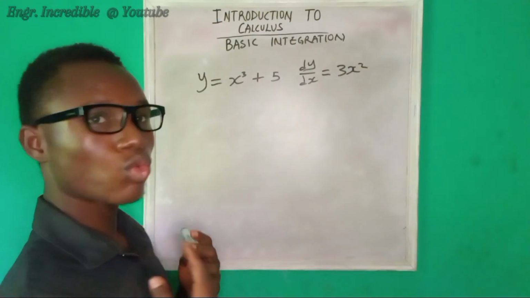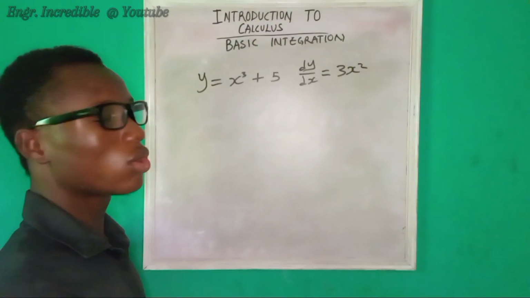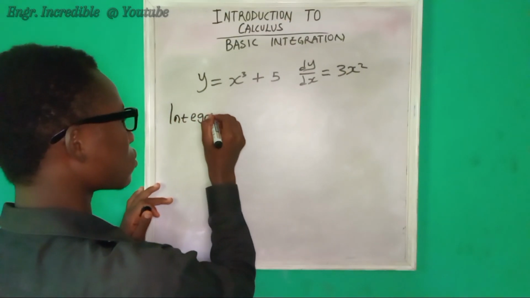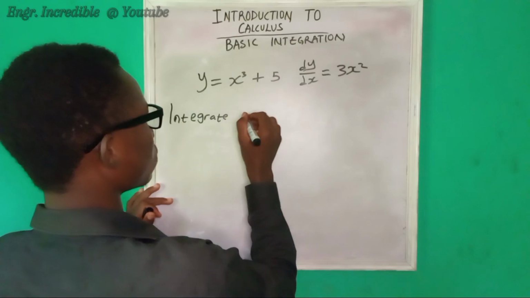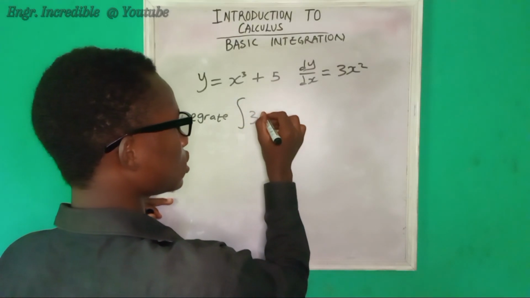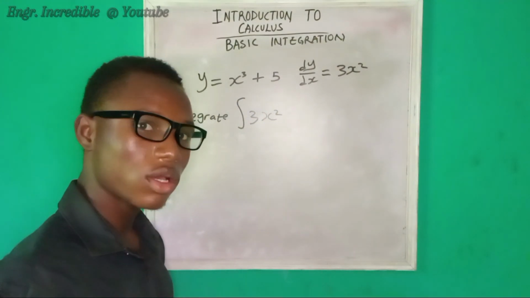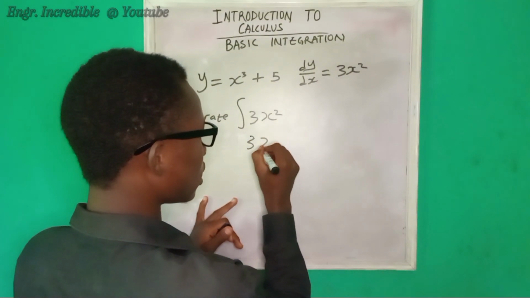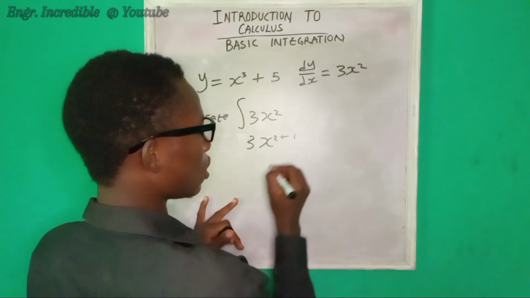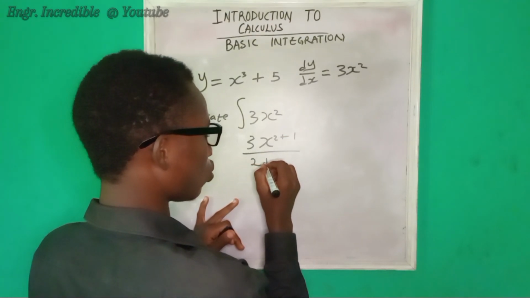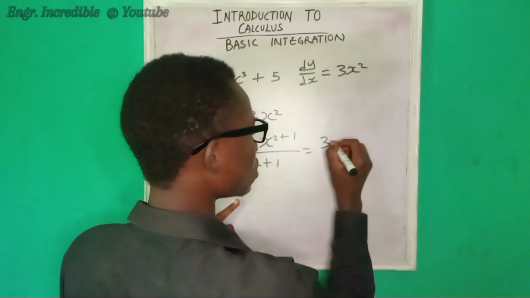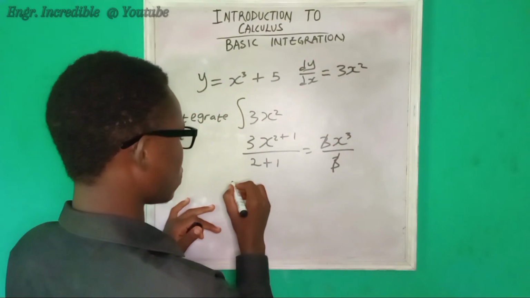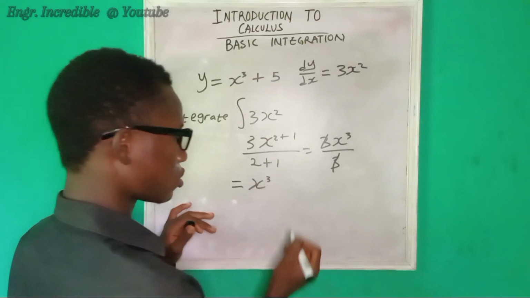So now let's say in a question we have not seen this before. Inside the question they ask us to integrate, using this sign, 3x squared. Now integrating 3x squared, we use our formula. We have 3x raised to power 2 plus 1 divided by 2 plus 1, which will give us 3x raised to power 3 all over 3. 3 cancels 3. We have it as equals to x cube.